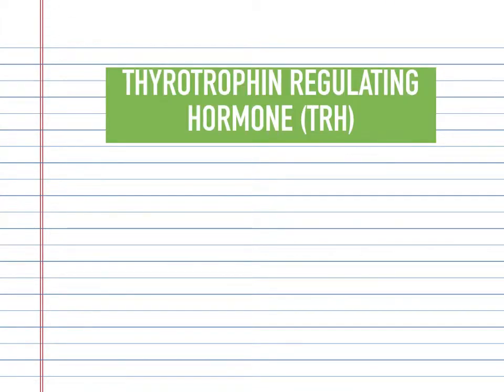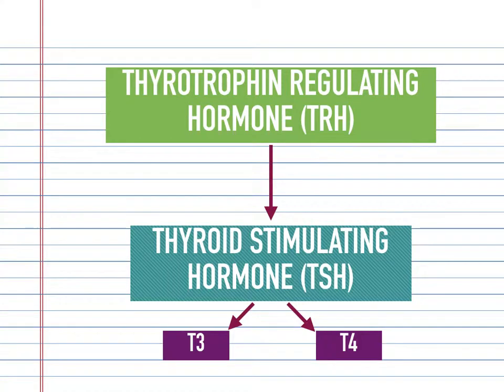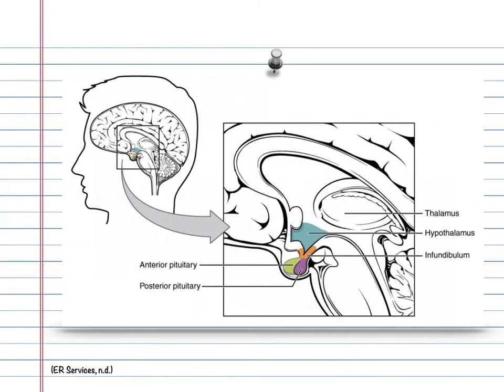However, the regulation of T3 and T4 synthesis and release is controlled by 2 other very important hormones, thyroid stimulating hormone TSH and thyrotropin regulating hormone TRH. TSH is released from the anterior pituitary gland and TRH is released from the hypothalamus. Together, the hypothalamus, anterior pituitary gland, thyroid gland, and their associated hormones work together in the thyroid feedback system to regulate the blood levels of thyroid hormone.